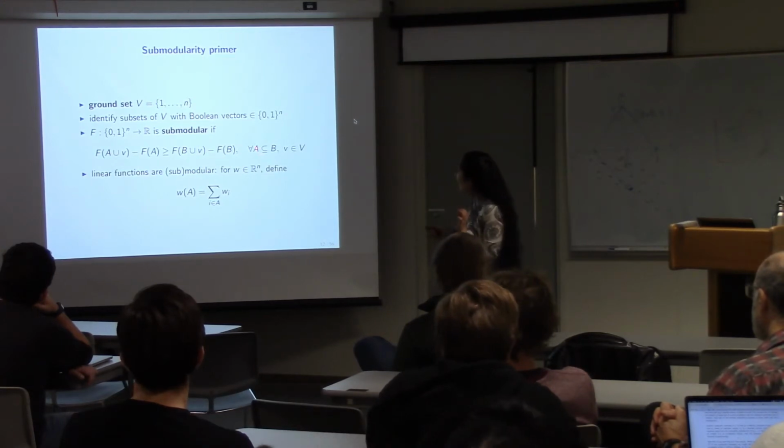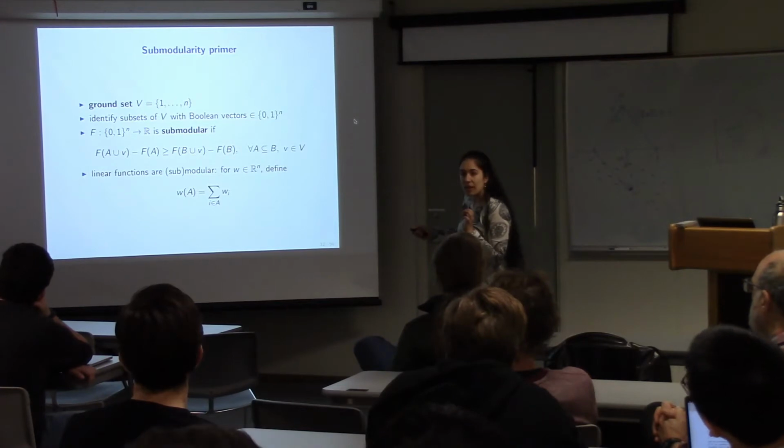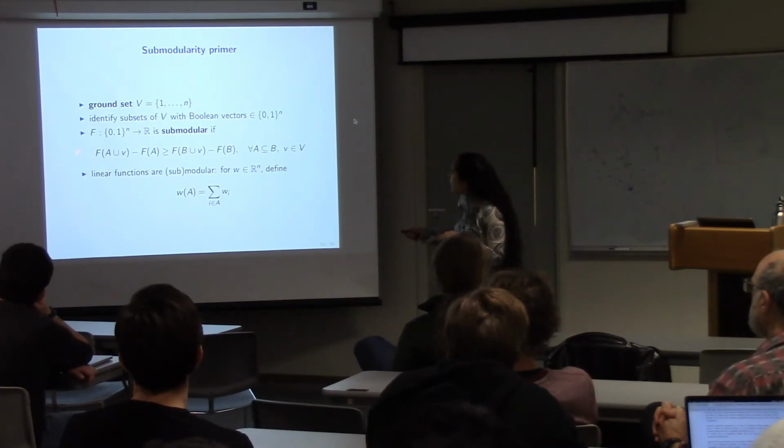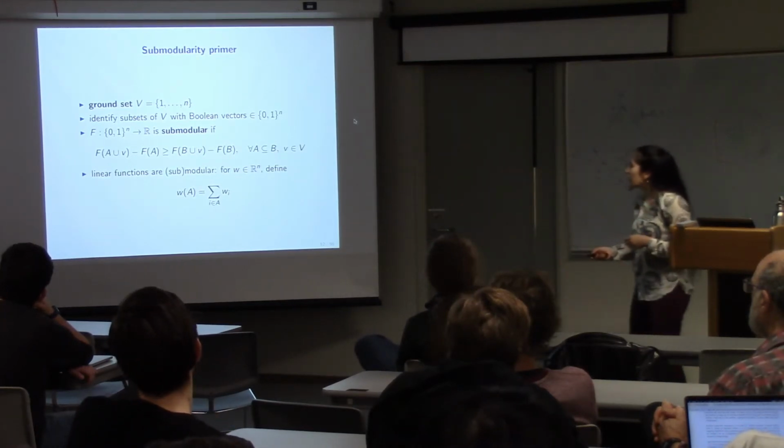Suppose you take a set A that's contained in a set B. If we add the vertex v to A, and we compare that to the value of A, we get more than if we add the same vertex to B and subtract the value of B. Okay? So this is the property of diminishing marginal returns. Adding a vertex to a smaller set gets you more than adding the same vertex to a larger set. Submodularity captures diminishing marginal returns.